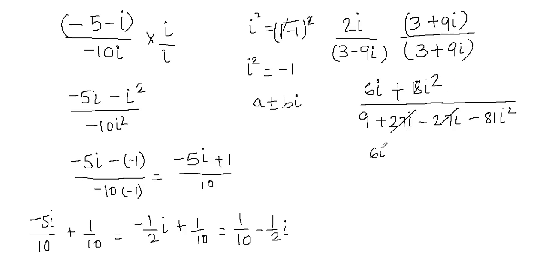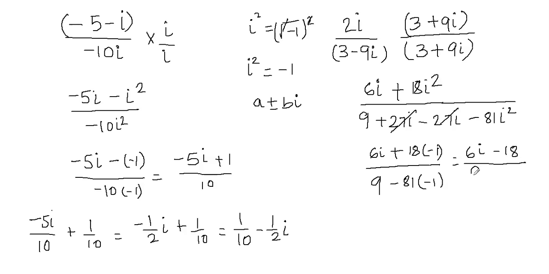So here this will be 6i plus 18 times negative 1 divided by 9 minus 81. Again, in place of i squared, I'll write negative 1 here. So let's simplify this. This will be 6i. Positive 18 times negative 1 will be negative 18 all over 9. Negative 81 times negative 1 is going to be positive 81. And notice that I don't have any imaginary number in the denominator now. So when you multiply a complex number by its complex conjugate, it produces a value which is real. Like here we got 9 plus 81, we don't have i here.